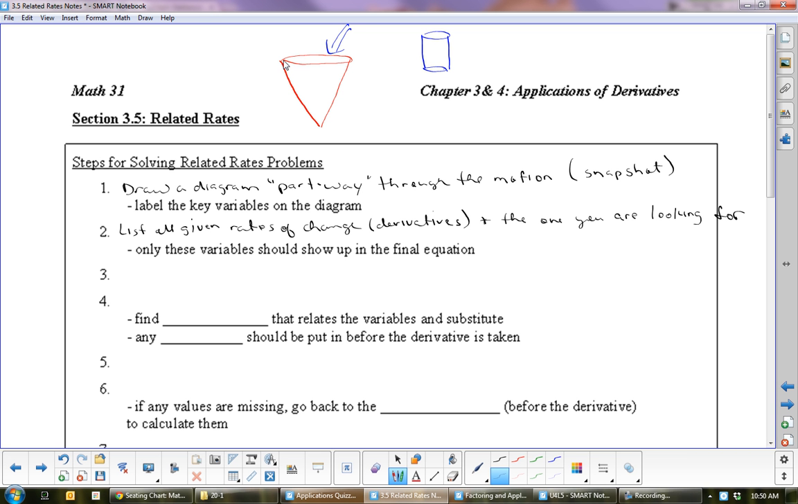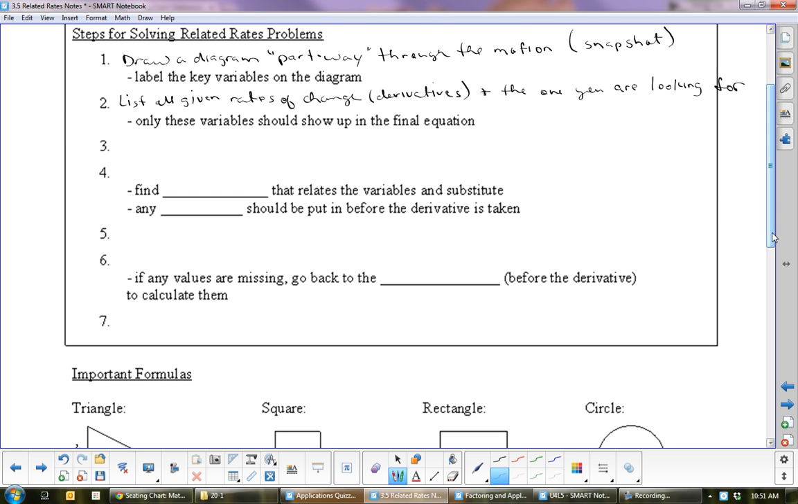And then tomorrow we're going to be doing a little bit more difficult ones. Sometimes there will be one rate of change given and two rates of change that I don't know, but they don't give me either one of them. And we're going to see how to deal with that. But today, they're going to give us one rate of change, and we're going to be looking for the other one.